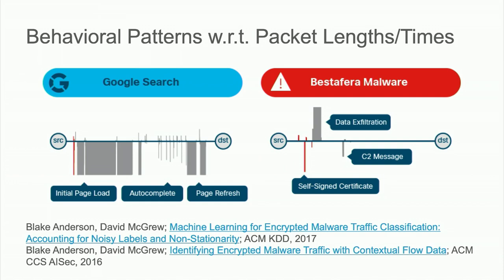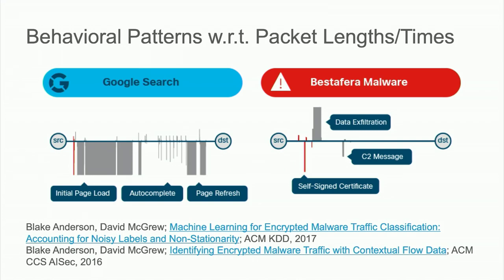Then over here, you see that, for instance, I'm trying to refine my search, and there's some chatter back and forth as it tries to predict what I'm going to type. And then it's a new page refresh. So this is what a typical Google search looks like from a packet point of view. And malware looks very different on the outside.